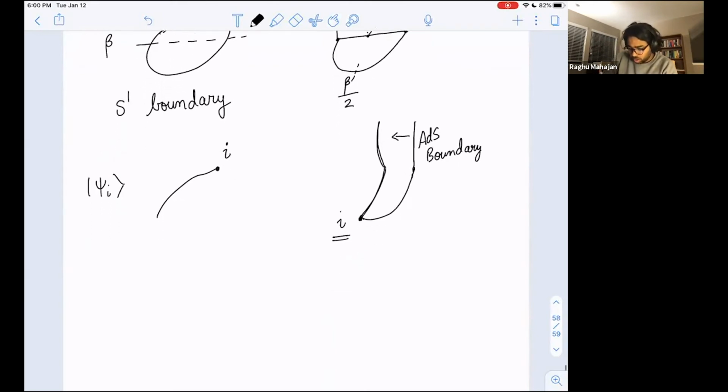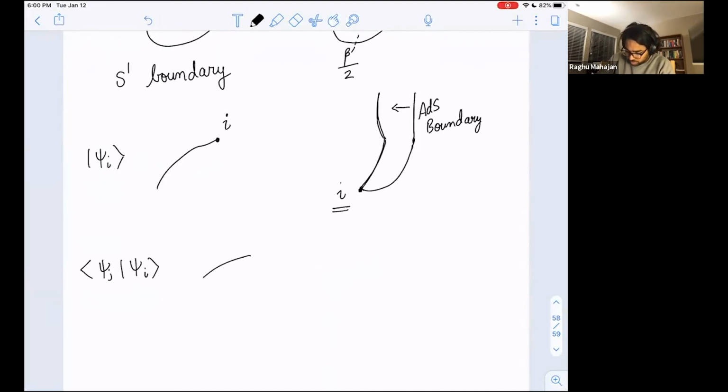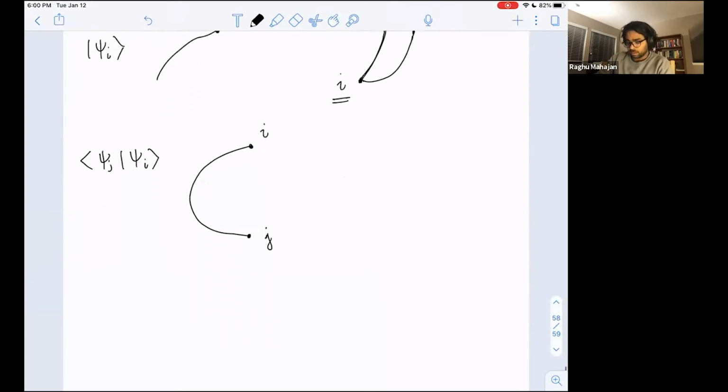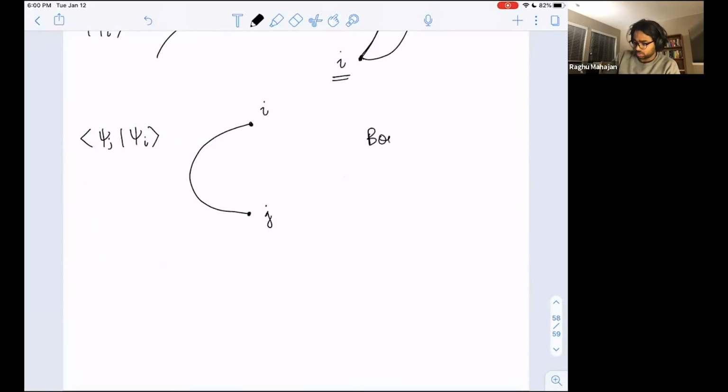Okay, so what will be the boundary conditions to compute this kind of inner product of psi j and psi i? The answer is obvious. We will have some kind of a semicircle with the index i here and the index j here. This is the boundary condition, and we can fill in the bulk however we want.